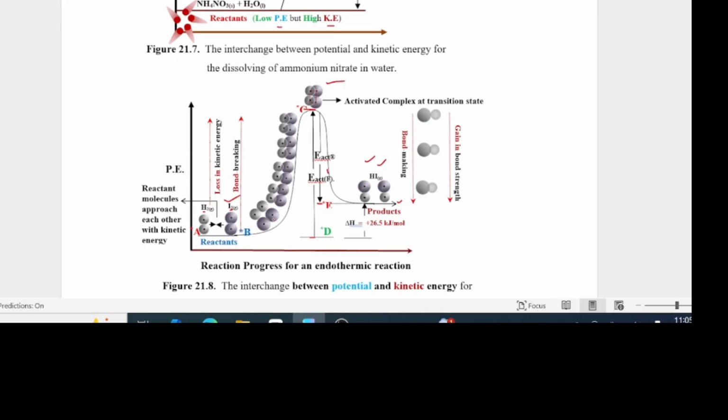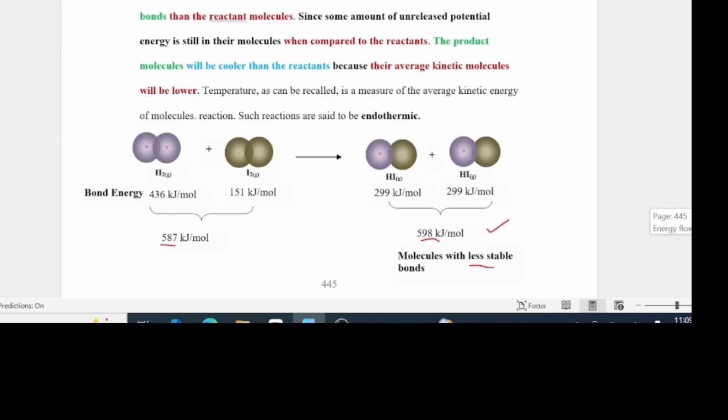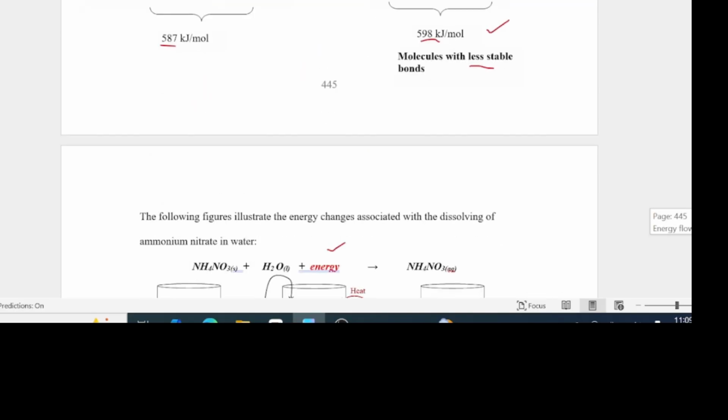The difference here between the activation energy in the forward direction and that in the reverse direction is reflective of the enthalpy change for the reaction, and that is positive in nature. You can look at that from a bond energy perspective. That is the total bond energy here of the reactants, and that is the total bond energy of the products. You can see the products are having more bond energy than the reactants. So these are much less stable bonds than the reactants, and such types of reactions are called endothermic changes.